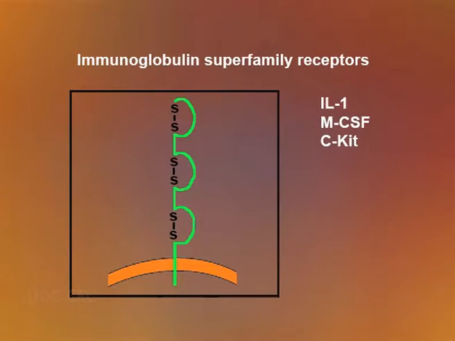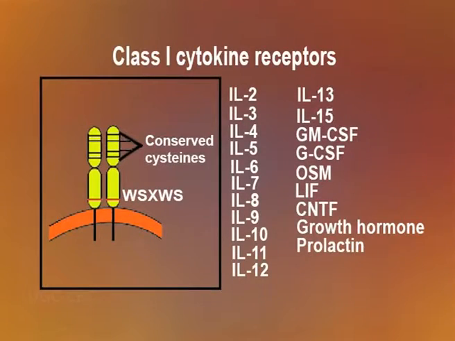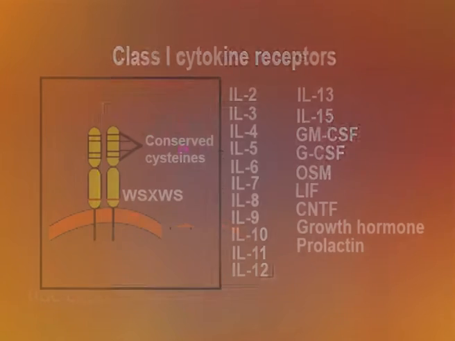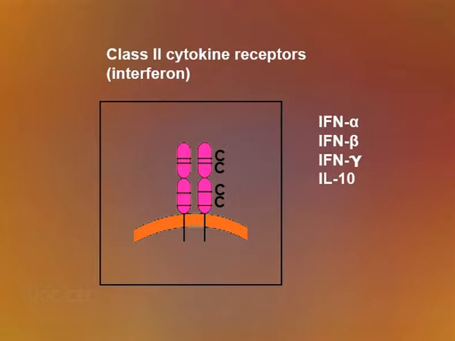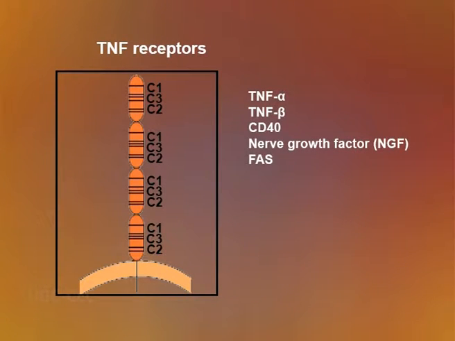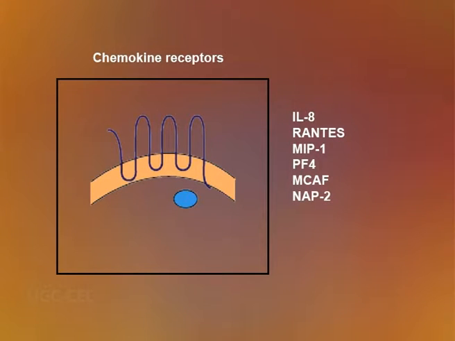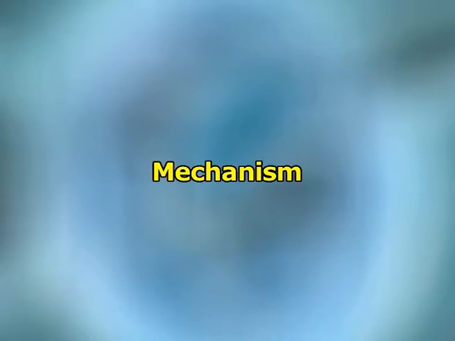Immunoglobulin superfamily receptors. Class I cytokine receptor family, also known as the hematopoietin receptor family. Class II cytokine receptor family, also known as the interferon receptor family. TNF receptor family, chemokine receptor family. Let us now see the mechanism.